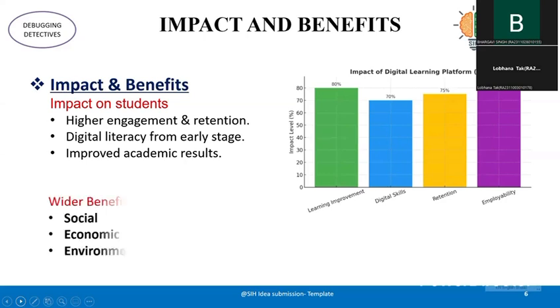The benefits extend beyond the academic to the social. It also helps reduce the education gap between rural and urban students. Economically, it will prepare rural youth with employability skills that increase their chances of a better job. And environmentally, the use of solar-powered devices will reduce energy dependence and promote sustainability. Altogether, the solution doesn't just benefit individual students, it uplifts the entire rural education system.